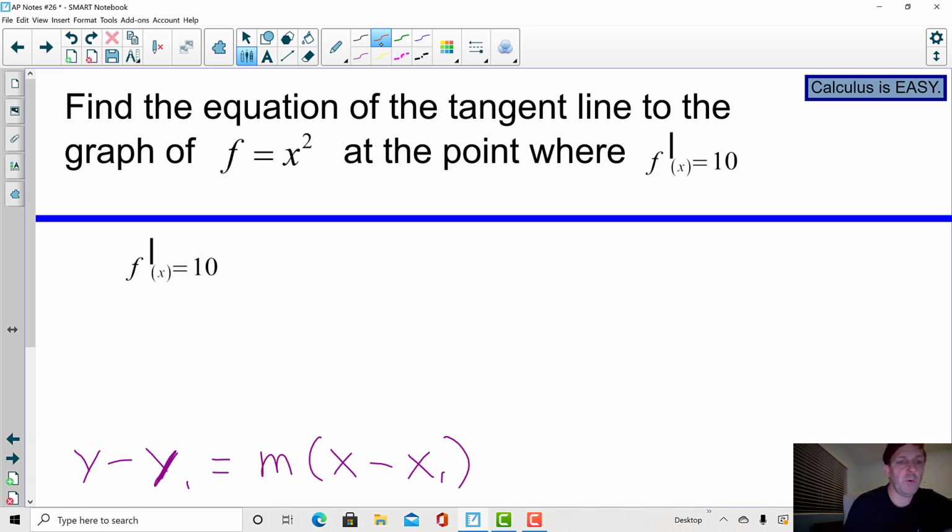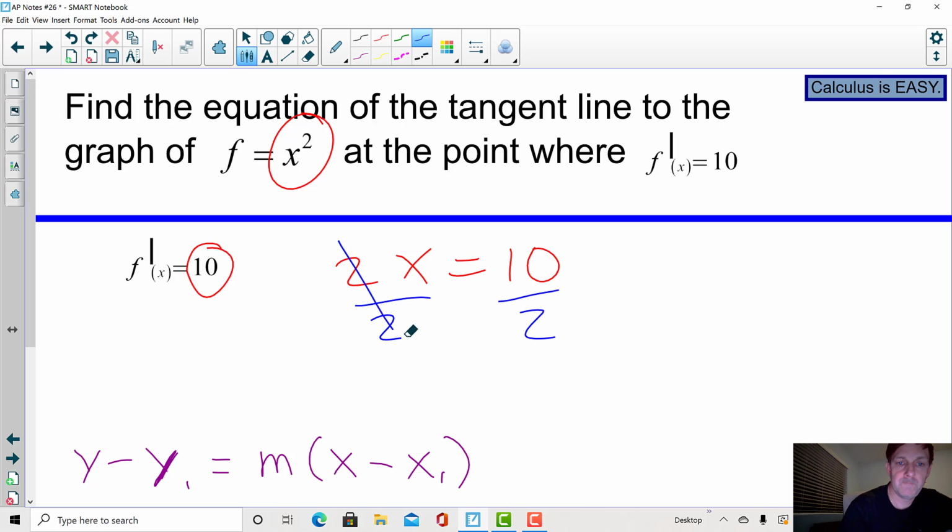Okay, how can we figure out where the slope is 10? Well, for this function, we know the slope is going to be 2x. It's just the derivative. So at what x value is the slope going to equal 10? Well, just set your derivative equal to 10 and solve. Divide both sides by 2. You get x is 5.